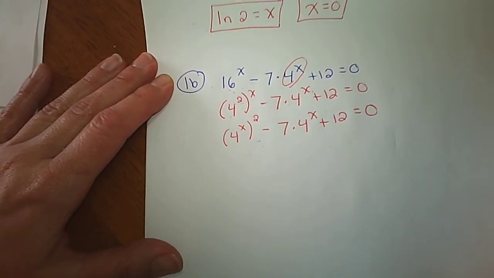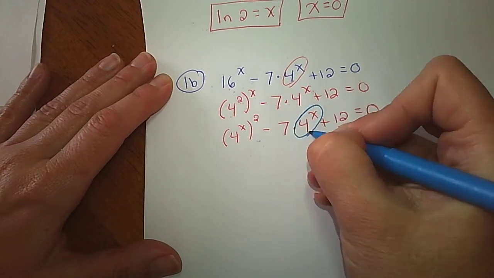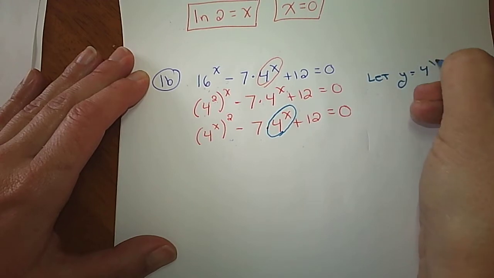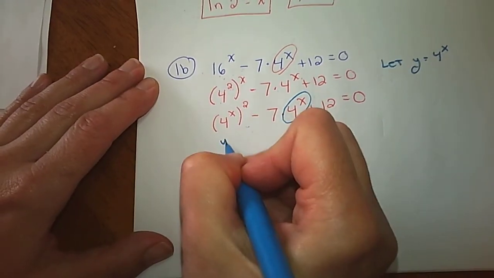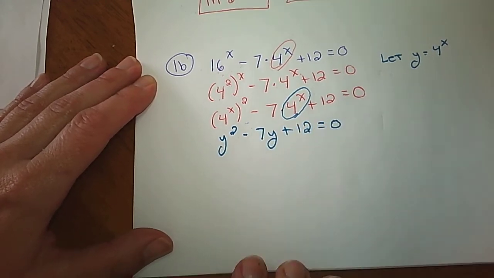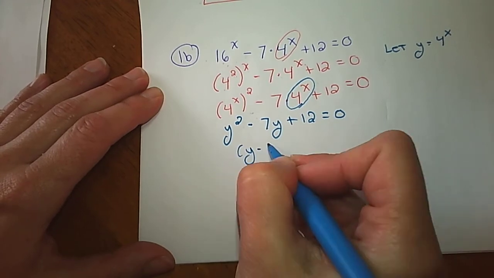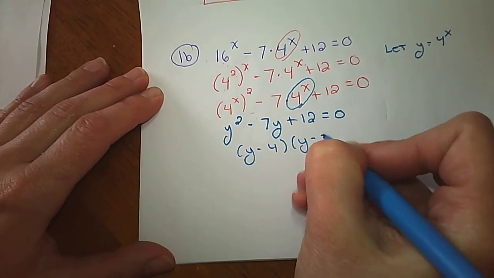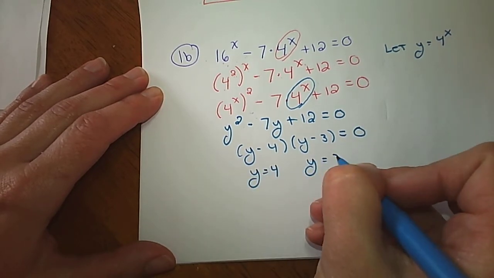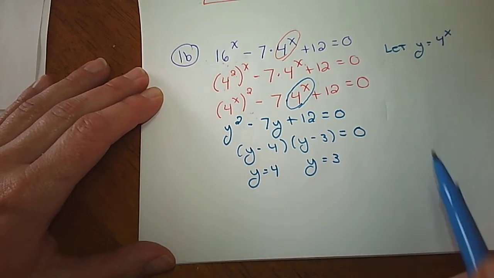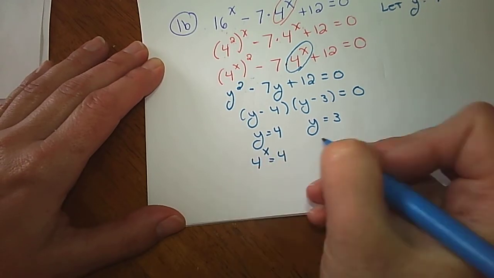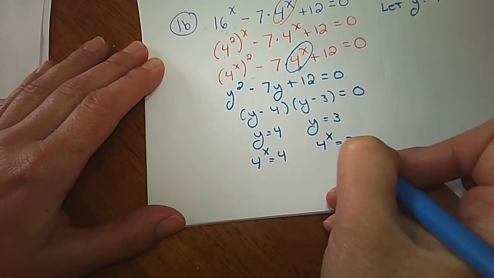And now is where I bring in my let statement. Right here, 4 to the x, that's where I'm going to let y equal 4 to the x. So I have y squared minus 7y plus 12 equals 0. That factors into y minus 4, y minus 3 equals 0. So I get y equals 4 and y equals 3. Now again, these are not the answers. We're almost done. We've got to bring back in our let statement. So I get 4 to the x equals 4, 4 to the x equals 3.